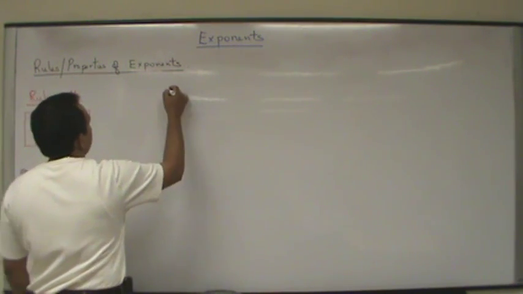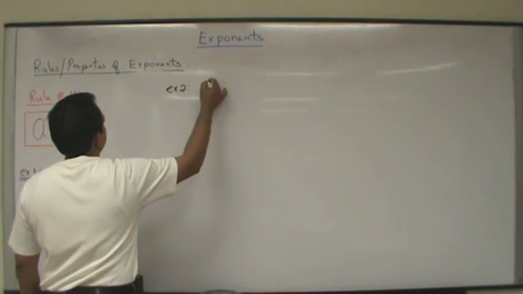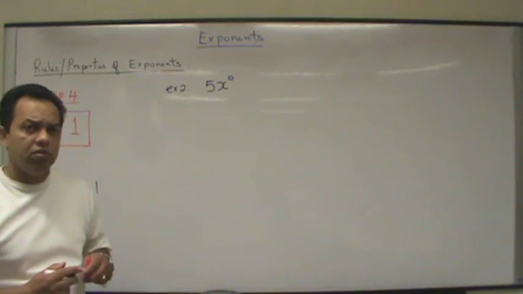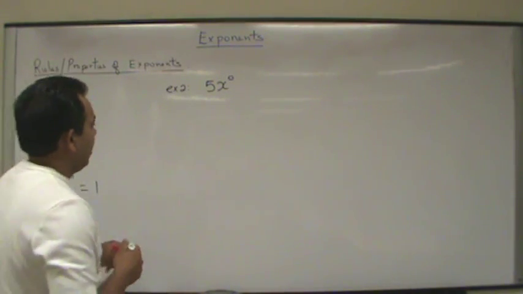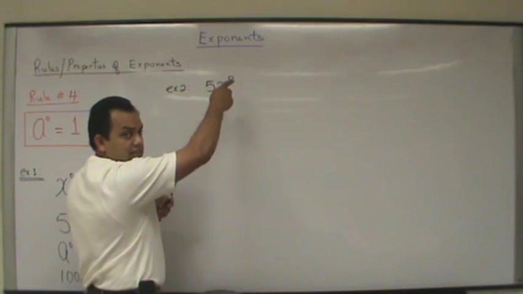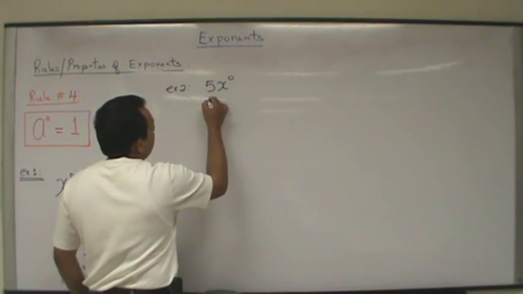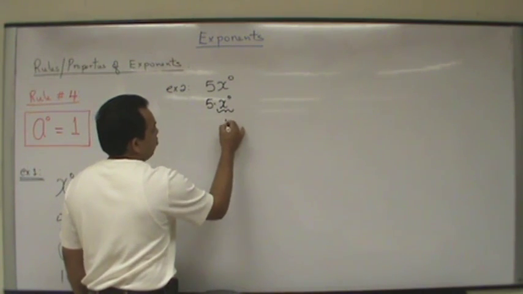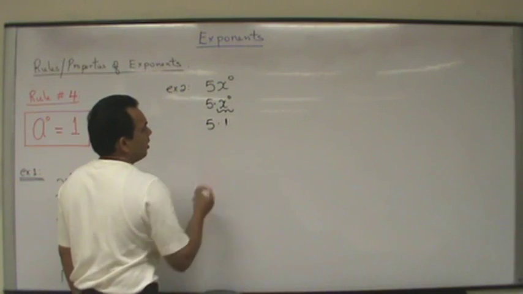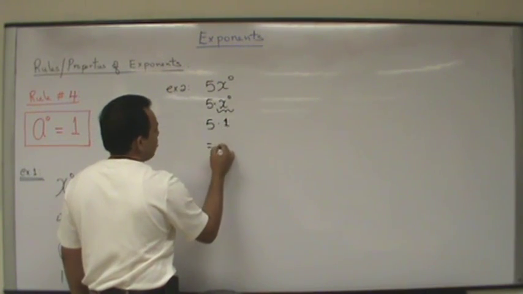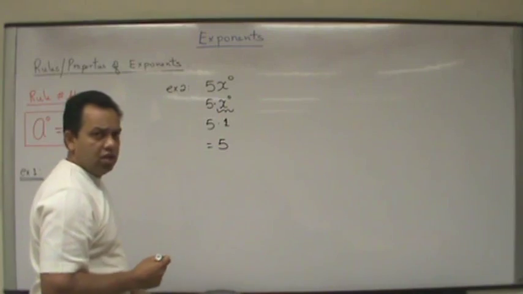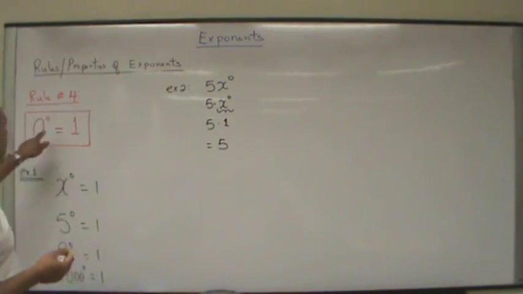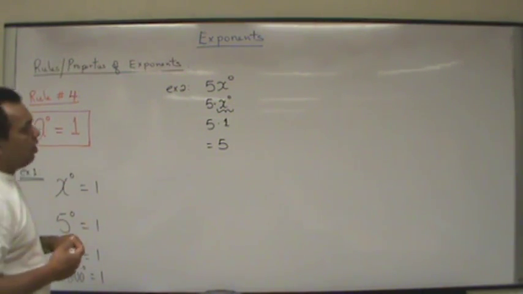Now, be very careful with the way it's written. Okay? Example number 2. How about if I have 5x to the 0? Now, think about it. It means 5 times x to the 0 power. So, 5 times x to the 0. Well, x to the 0 we know is 1, but that is 5 times 1. And 5 times 1 is equal to 5. So be very careful when we use the 0 power.